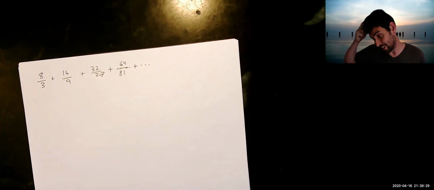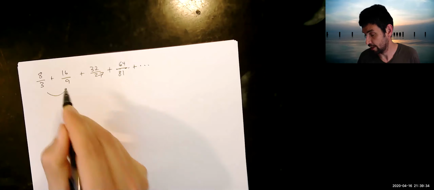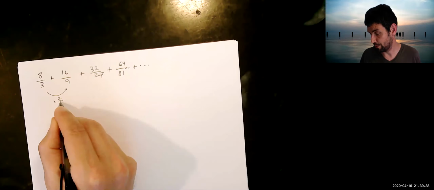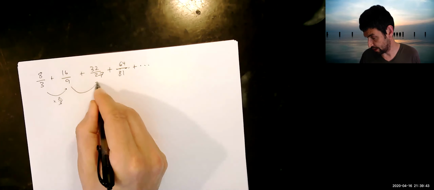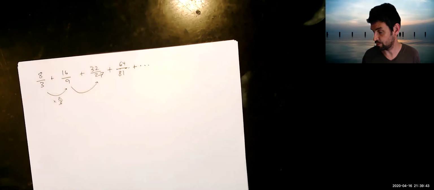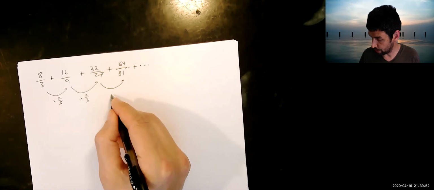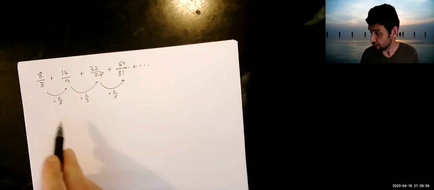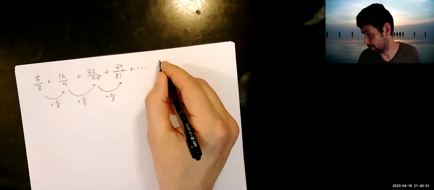So I might try something like noticing the ratio between them, right? To get from 8/3 to 16/9, I'm multiplying by 2/3. And to get from 16/9 to 32/27, I'm multiplying by 2/3. And to get from 32/27 to 64/81, I'm multiplying by 2/3. Right? So this gives me a hint that this is a geometric series, right?